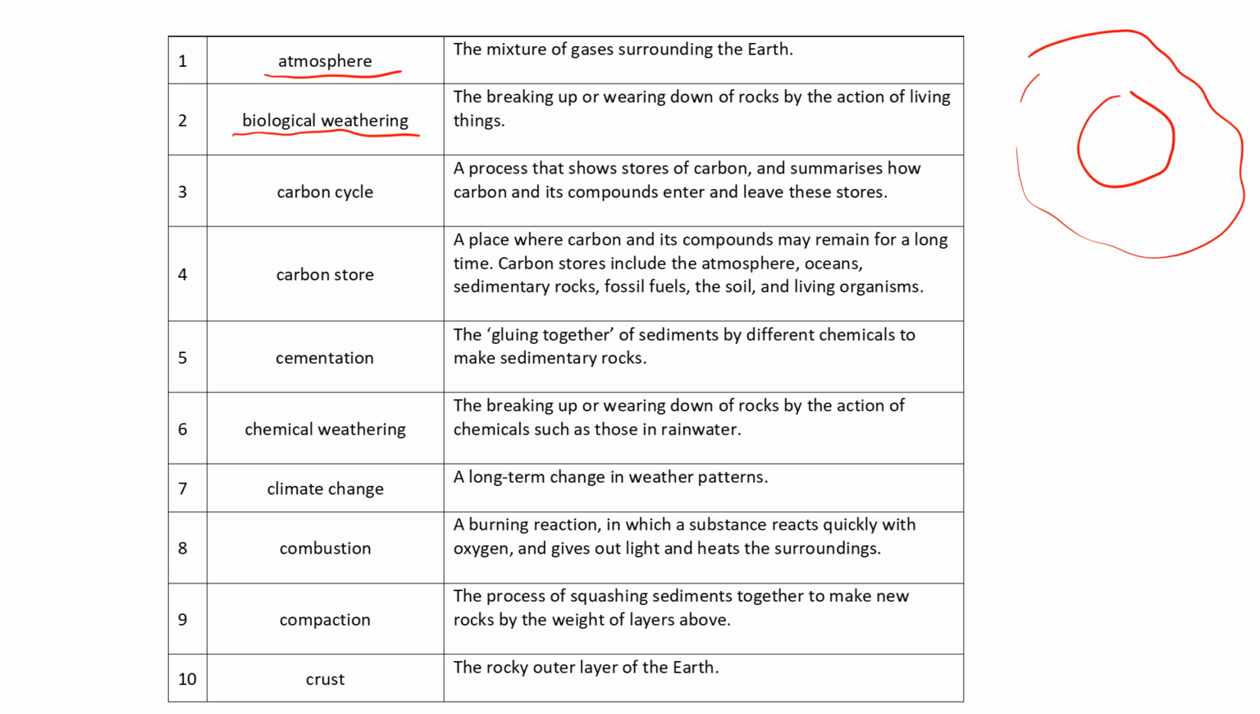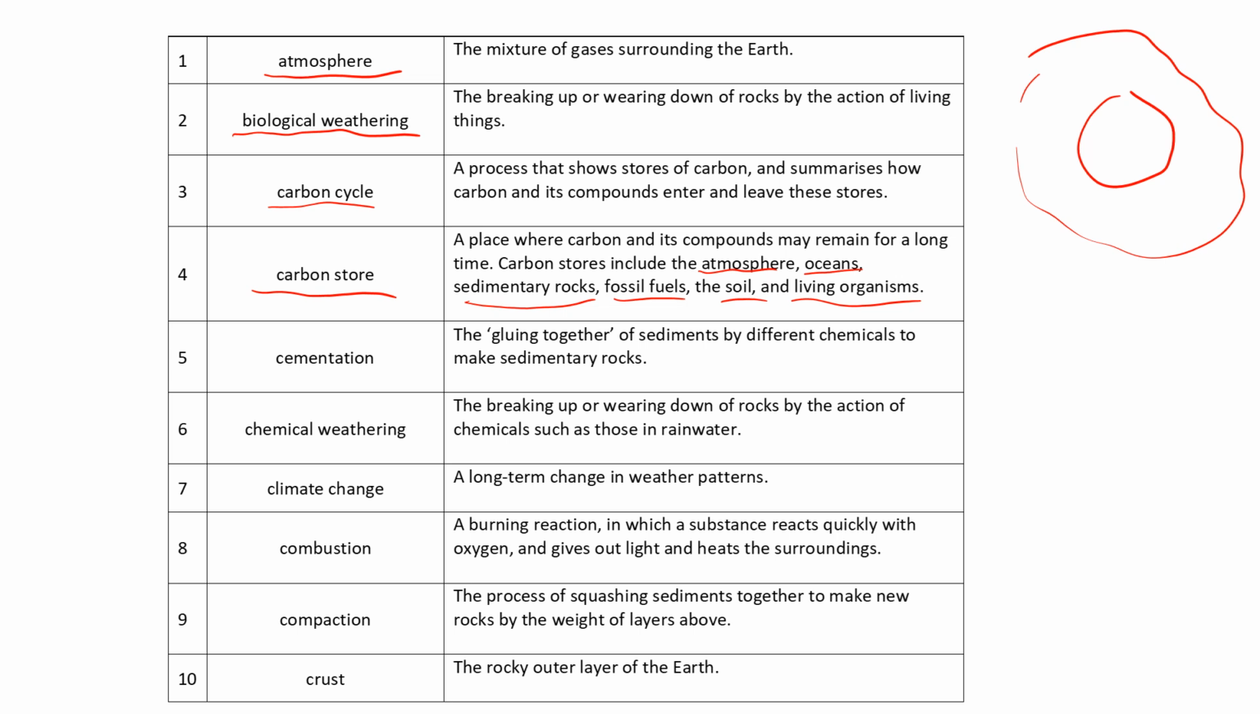A process that shows stores of carbon and summarises how carbon and its compounds enter and leave these stores. Carbon cycle, absolutely vital for GCSE, you need to know the carbon cycle. A place where carbon and its compounds may remain for a long time. Carbon stores are the atmosphere, oceans, sedimentary rocks, fossil fuels, soil, living organisms. So that is a carbon store, and the carbon needs to stay in those places, which is why it's a problem burning fossil fuels, because we're releasing them.